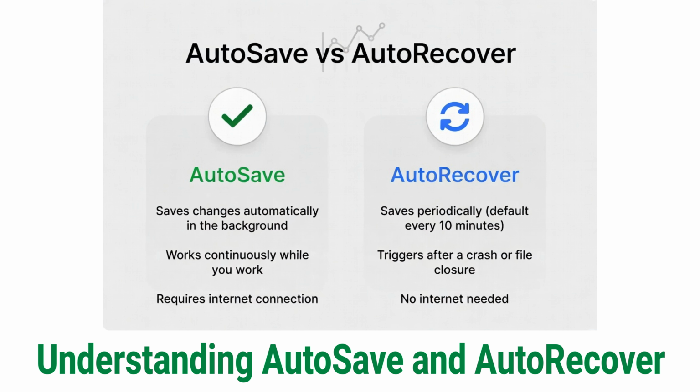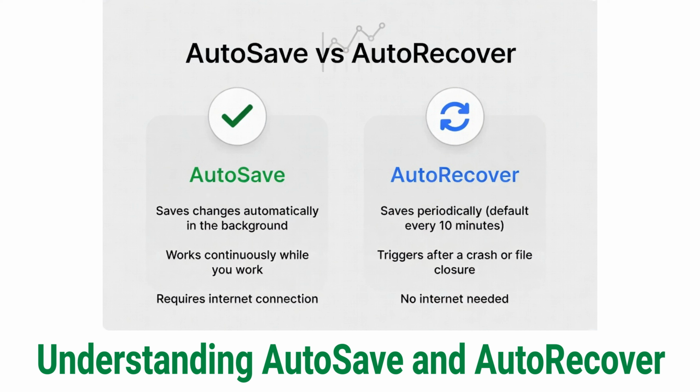Understanding AutoSave and AutoRecover. Before we dive into customization, let's clarify two features that often get confused: AutoSave and AutoRecover. These are different tools that serve different purposes. AutoSave is the feature that automatically saves your file to the cloud, specifically to OneDrive, OneDrive for Business, or SharePoint. You'll see the AutoSave toggle in the top left corner of Excel right next to the file name. When it's turned on, Excel continuously saves your changes without you having to press Save manually. This is incredibly useful when you're working on cloud-stored files because it means you'll never lose recent work, and it enables real-time collaboration with others.